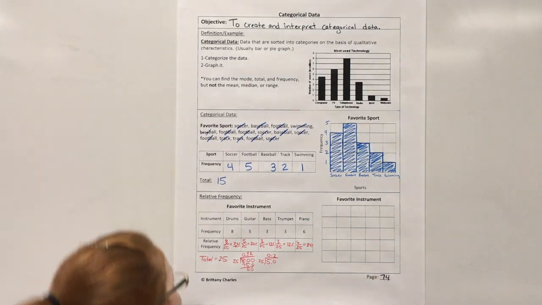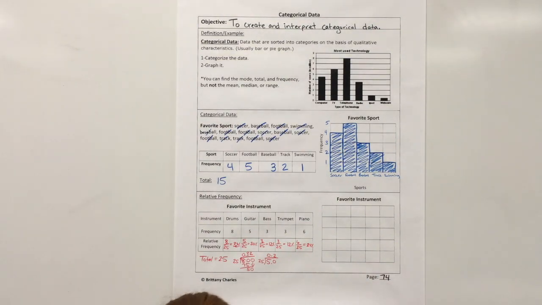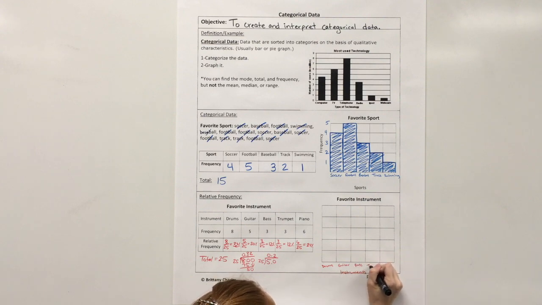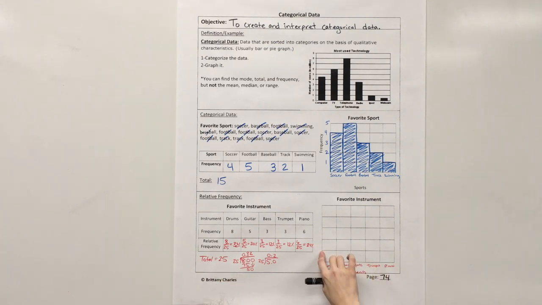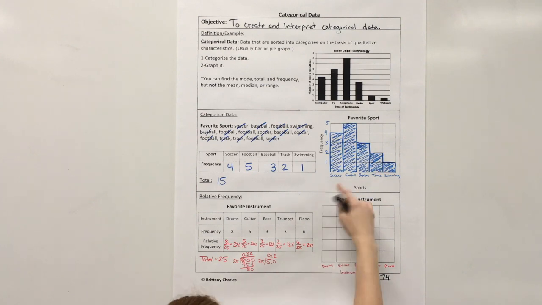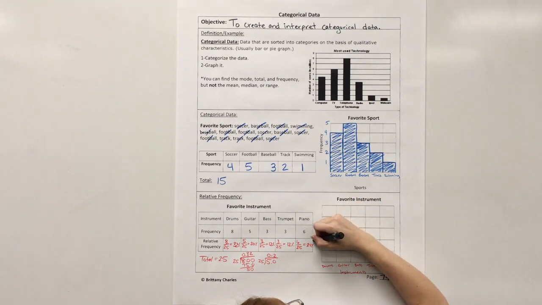So down here, I'm going to put my categories, in this case instruments. So I have drums, guitar, bass, trumpet, and piano. Okay, so now I need to label my graph right here. So this is relative frequency.